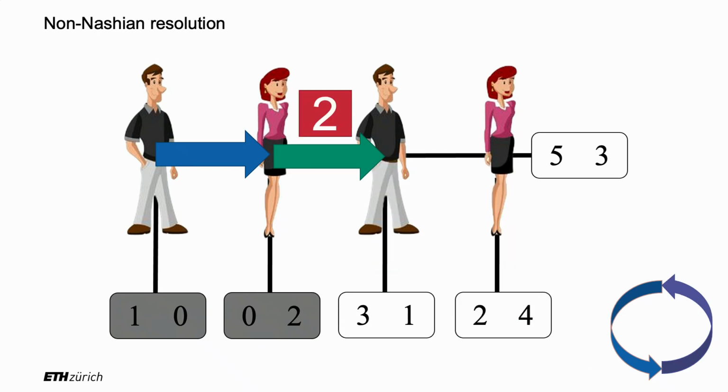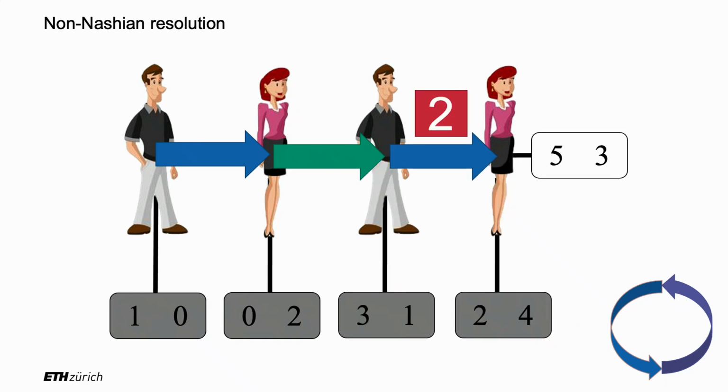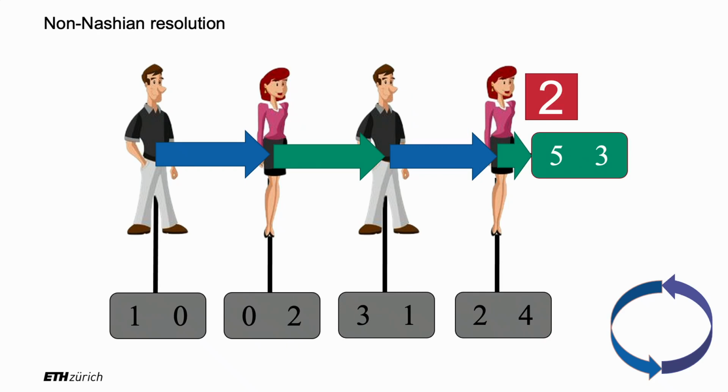Could this be the solution? No, because if Peter knew that in advance, he would go there. That's incompatible, so reductio ad absurdum. That's not a fixed point. And now 5 is greater than 3. So we go there. It's called the perfect prediction equilibrium for this kind of game. That's the non-Nash resolution. All right, for whom does that make sense?